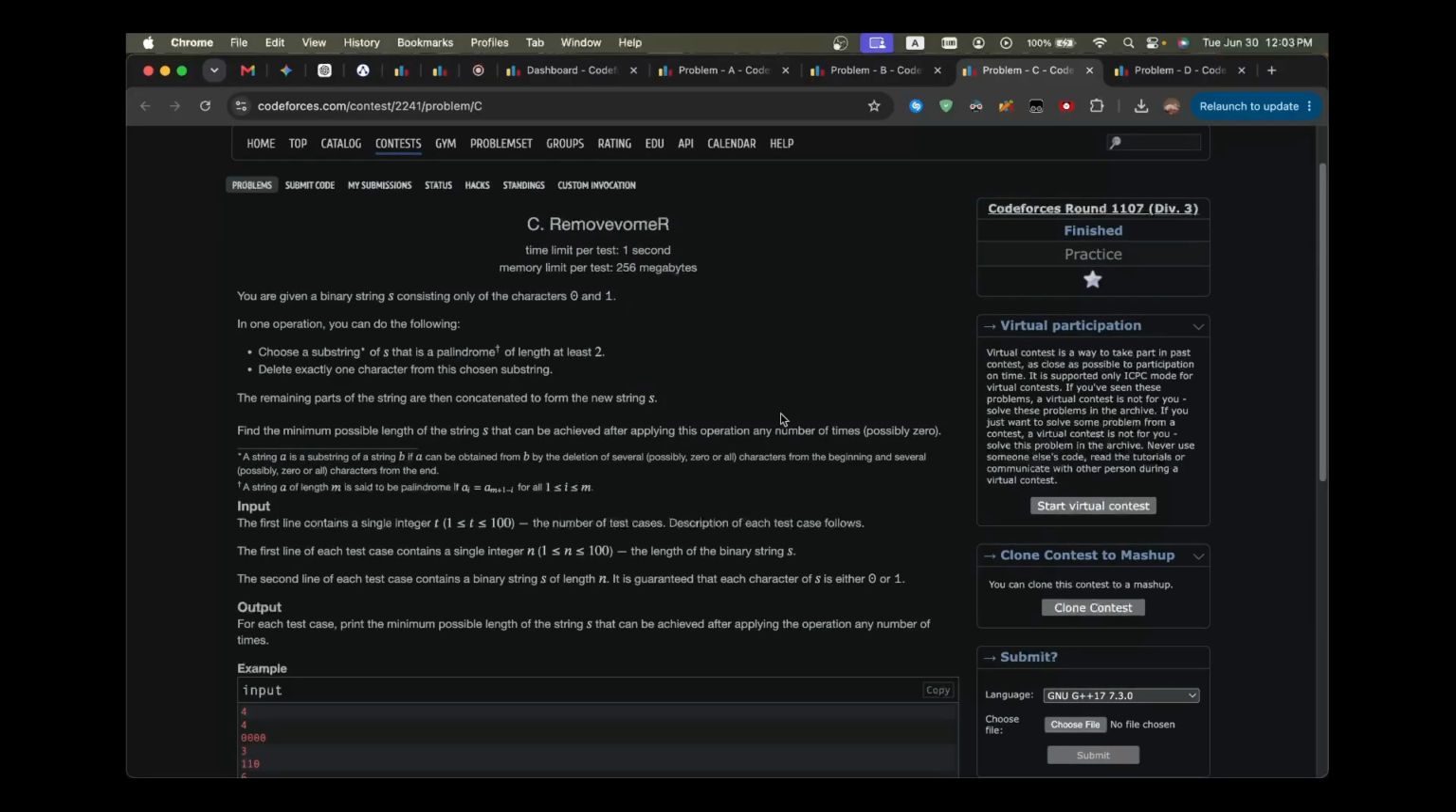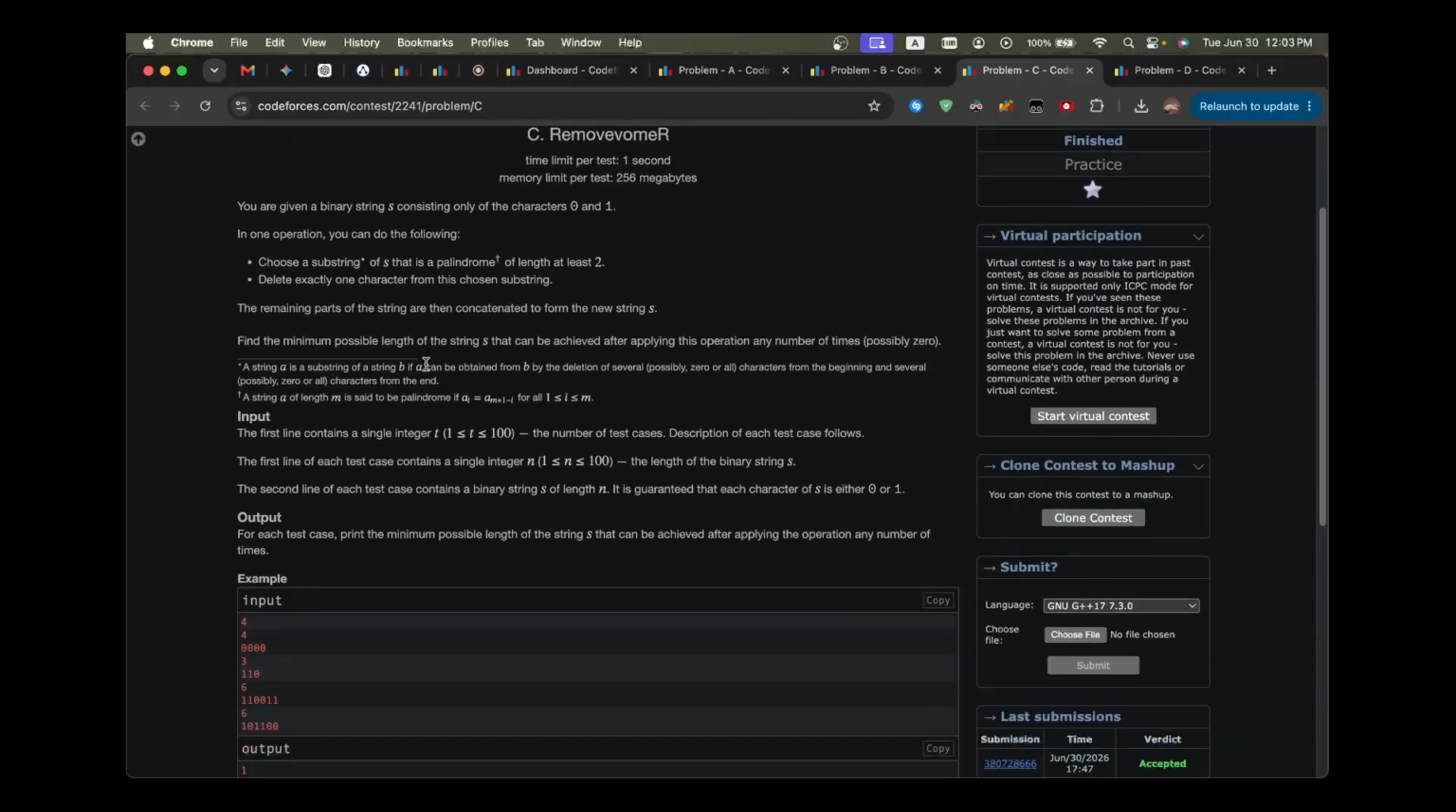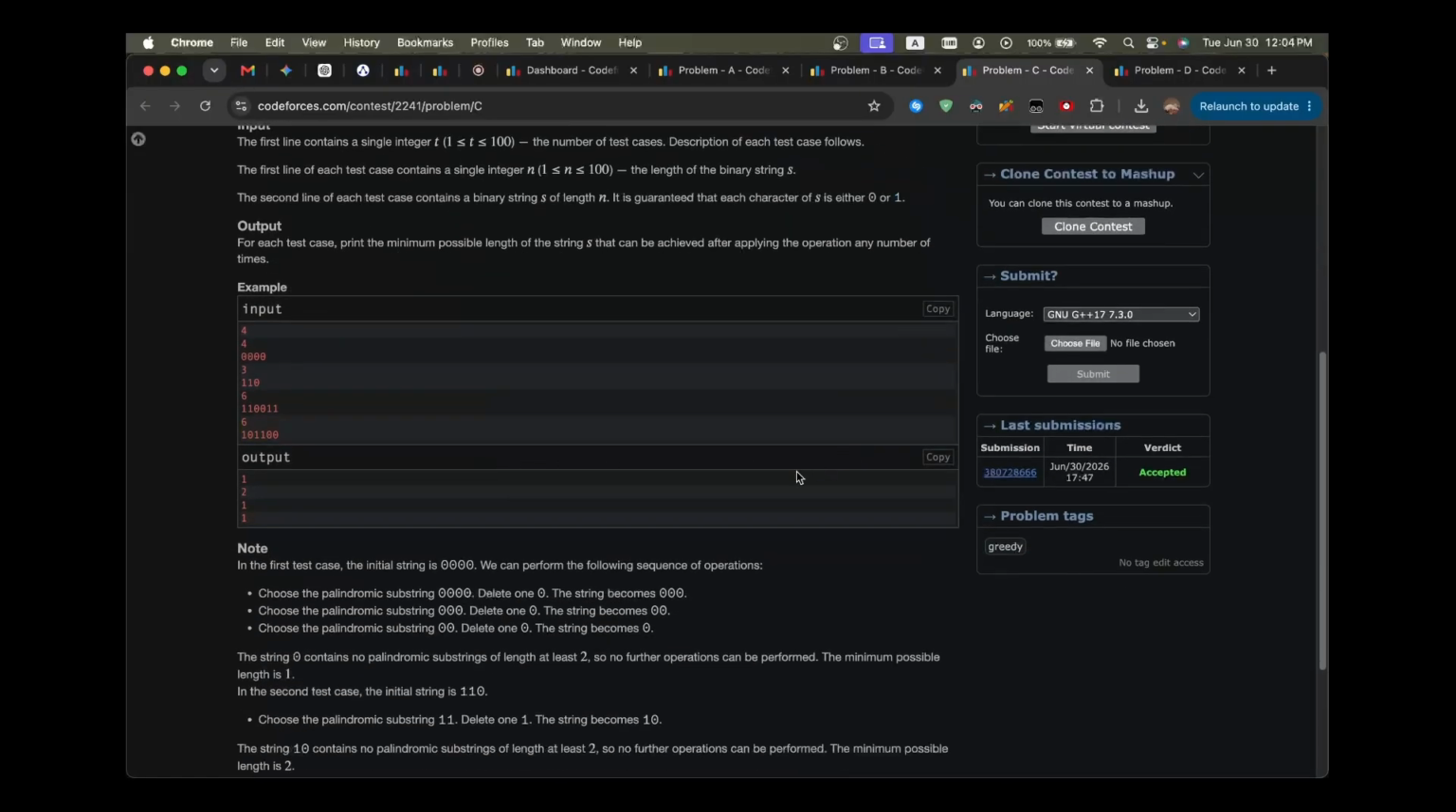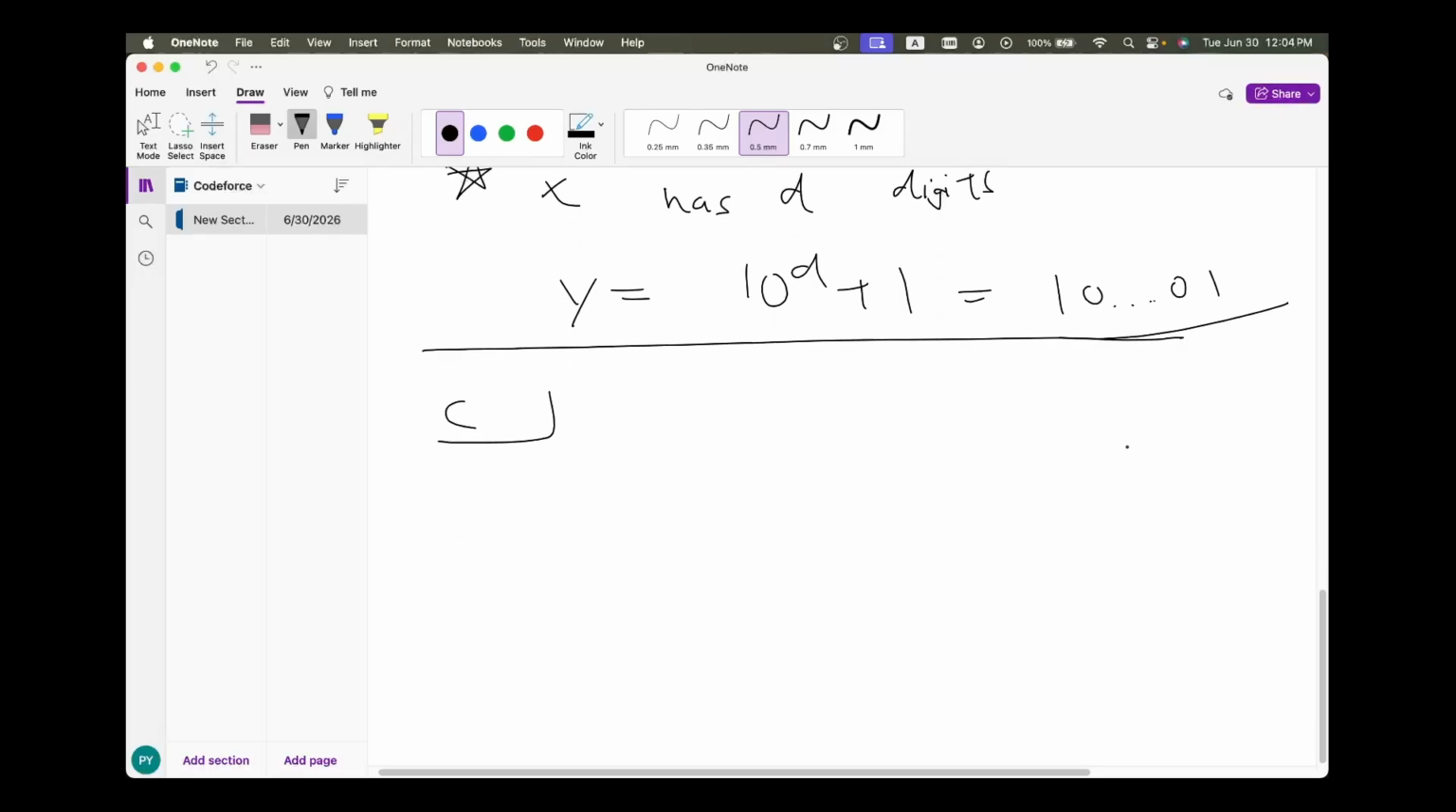Okay, do you want to just read off the problem? Yeah, okay. So for problem C, you have a binary string consisting of characters 0 and 1, and in a single operation, you have to choose a substring that's a palindrome of length at least 2, and you can delete exactly one character from that chosen substring, and then everything else in the string, including what was left in that substring, gets glued back together. So you don't care about the number of operations you do. All that matters is reducing the string as far down as possible. Okay, I guess I'll just have to take over from here because I have the notes.